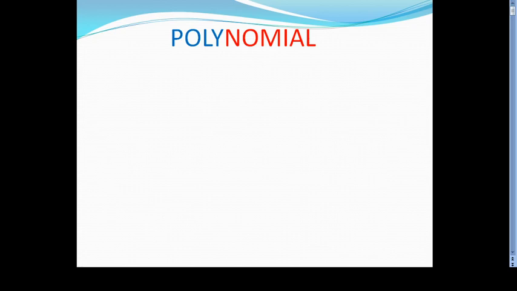Good morning, students. Today we are going to study a new chapter, that is polynomial. Since you have seen that it is of two different colors, that means it consists of two words: first poly and second nomial. So the word poly, what does it mean? And what does nomial mean? Just have a look. Poly means many, nomial means terms.